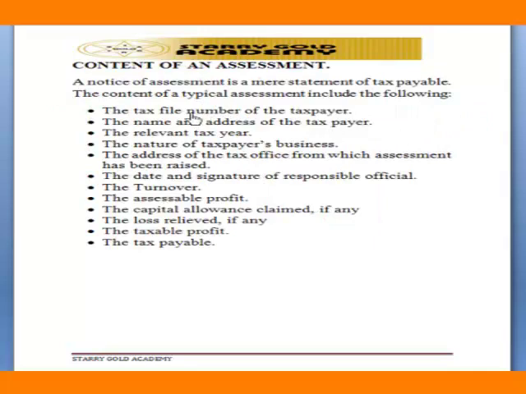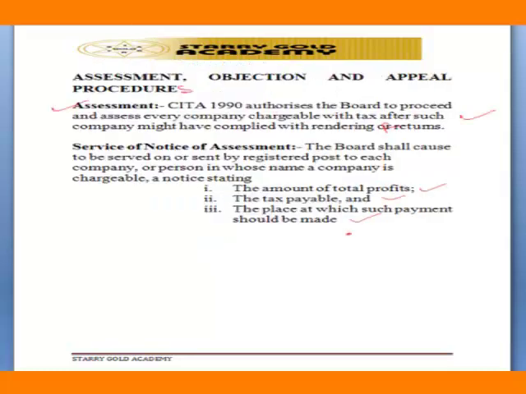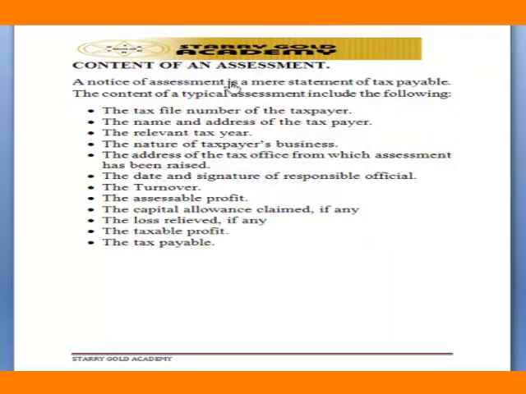Next, the content of an assessment. There's a notice of assessment. It's been sent to the taxpayer. So what will the notice of assessment contain? Don't forget, here we are looking at what the notice will state: the amount, the total profit, the tax payable, and the place to be paid. Now, a typical assessment will include the following.